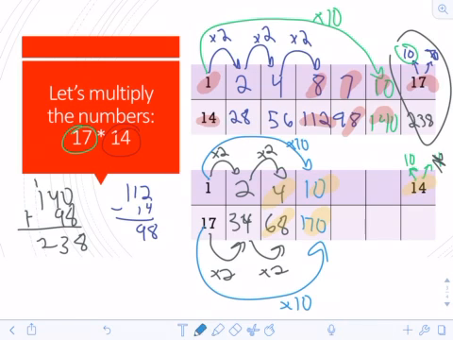68 plus 170 gives you 238. Hey, what do you know? It's the same exact answer that I got before. Good job.